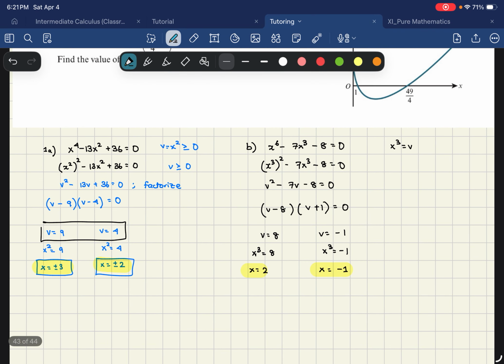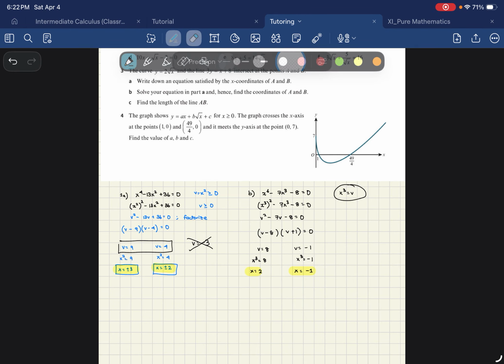There is no restriction on this question, but there is a restriction on part A. So your v values have to be bigger than 0, and they are. But if I had gotten v is equal to negative 3, then I reject this value. That is not possible at all.